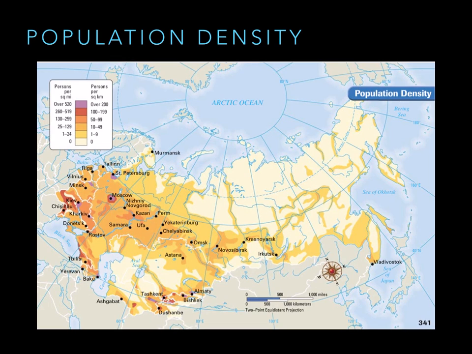Here's a population density map of Russia and the surrounding countries, and you can see right away that population is more dense west of the Urals, and out east there's not as many people. Most people live along the rivers, as you can see, or along the southern border where it's warmer.